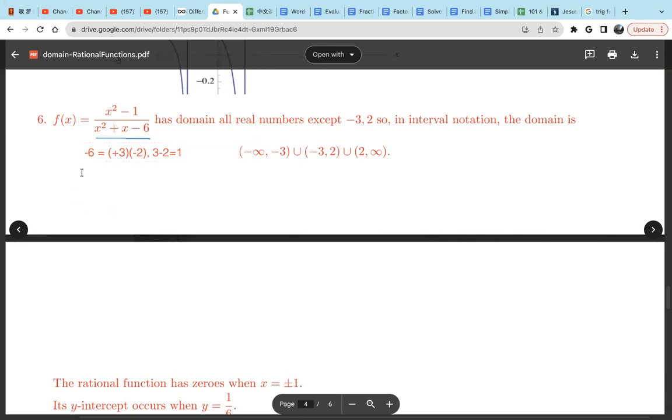So that means we can factor x squared plus x minus 6 to be x plus 3 times x minus 2. So the denominator can be factored as those 2 factors. That means x cannot be -3, x cannot be 2. So those 2 numbers are not in the domain. In interval notation, to omit them, we have this.